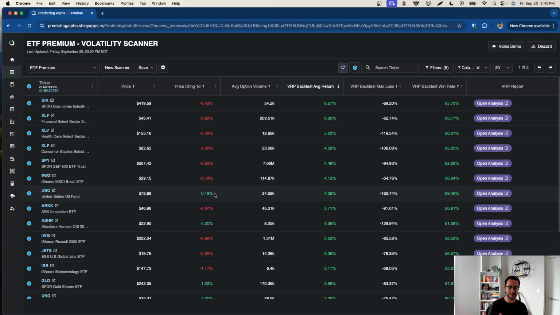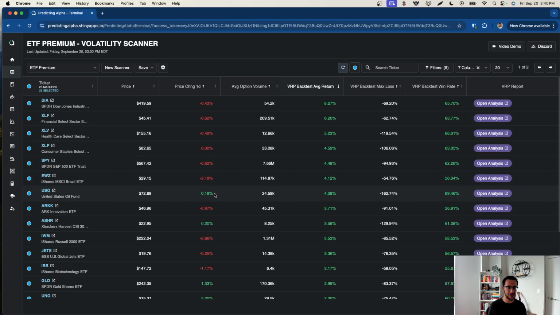The first one is correlation. I want to pick something that has a low correlation with the rest of my portfolio so that I get that added bonus. The reason we want to add a new ticker instead of just increasing our size on the current tickers is because we get the added bonus of diversification. Not everything needs to move the same way all the time.